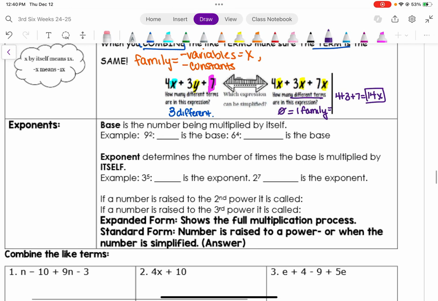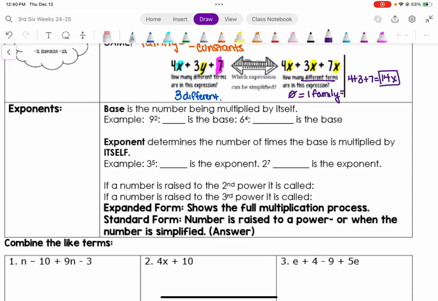So next, we're going to talk about exponents. So base is the number that is being multiplied by itself. So the base is important. This is the number, once again, that you are using to multiply. So for example, if I have 9 squared, 9 is the base. If I have 6 to the 4th power, 6 is the base. So now if I have an exponent, that determines the number of times the base is being multiplied by itself. For instance, 3 to the 5th power, the exponent would be 5. 2 to the 7th power, 7 would be my exponent.